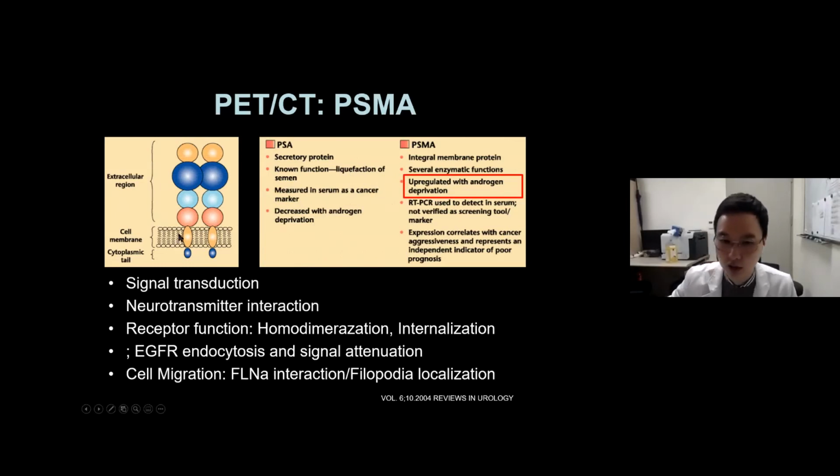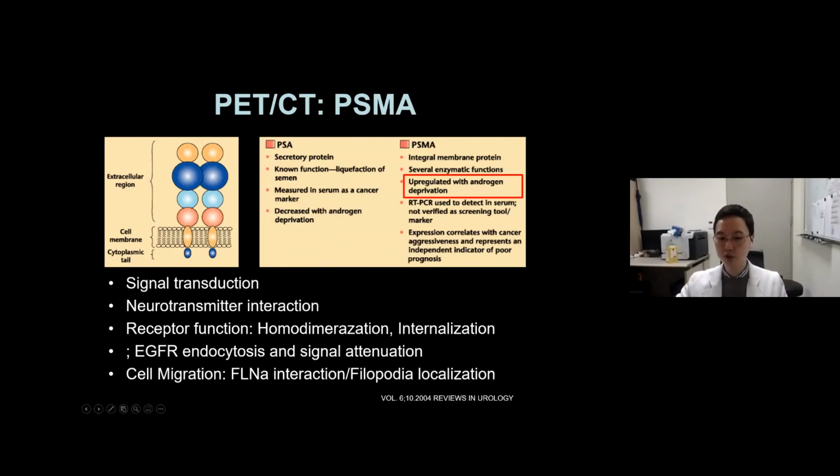But more importantly, the PSMA expression seems to be inversely related to androgen levels. Actually, this was reported from some experiment from cell lines with different states of androgen deprivation. And this PSMA activity in the prostate cell lines increased as cells became more androgen independent. So this can be a very important point that PSMA can be applied also in the castration-resistant patients.